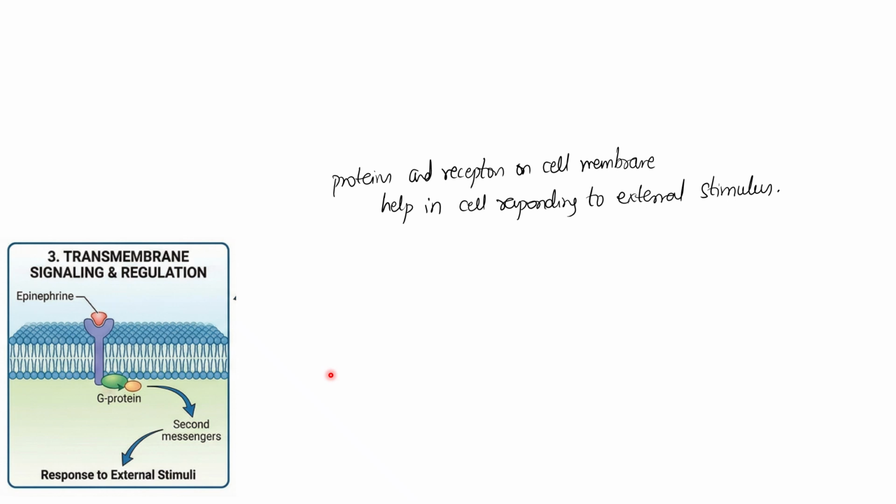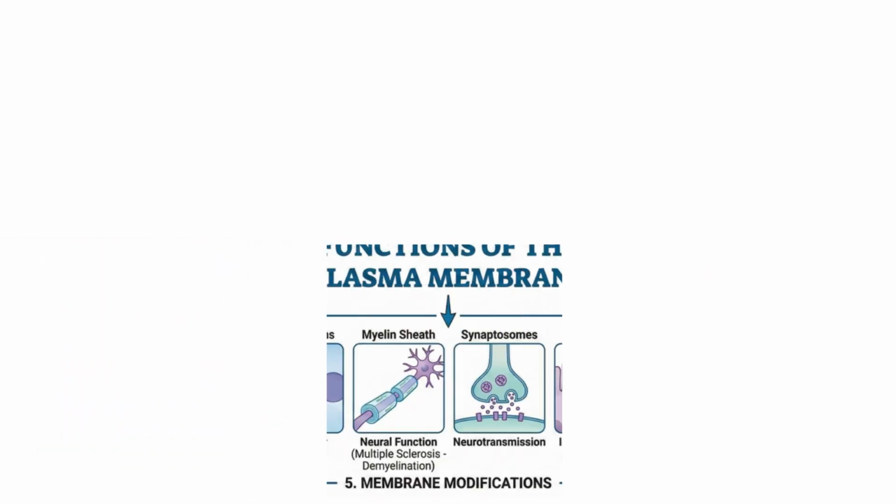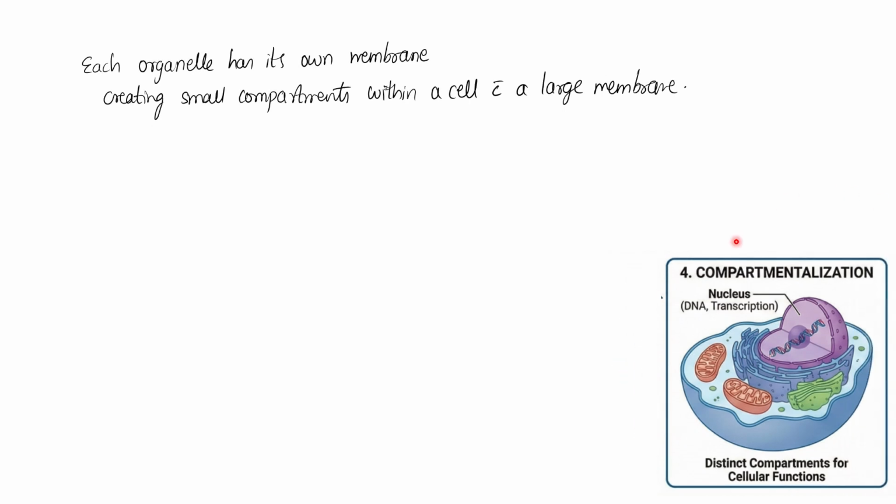Some proteins and enzymes act as receptors. These proteins and enzymes are present on the surface of the cell membrane. Example, the G protein coupled receptor. Epinephrine is the substance binding to this receptor. Because of that, secondary messengers are activated inside, and because of the secondary messengers, there will be a response from the cell. So transmembrane signaling and regulation is also maintained. That is also one of the functions.